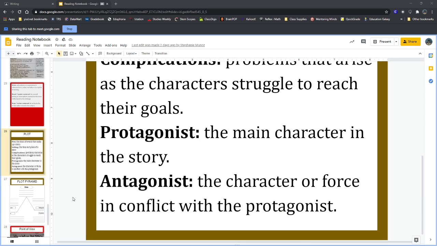Speaking of Kenny, protagonist. The protagonist is another word for the main character in the story. So like in The Watsons Go to Birmingham, Kenny is the protagonist. He is the main character of that story.